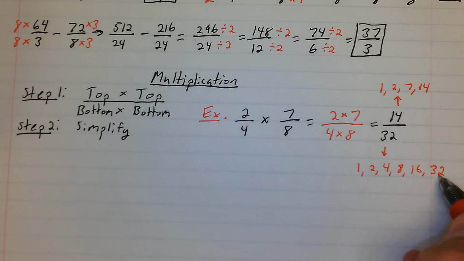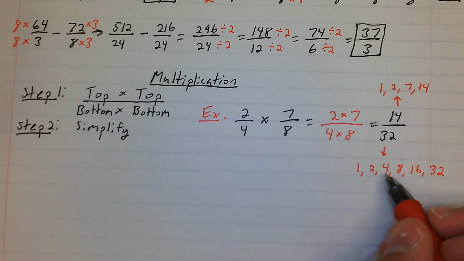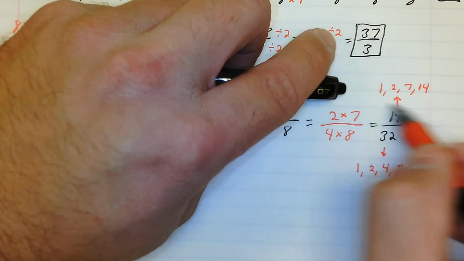So I have 1 times 32, or 32 times 1. 2 times 16, or 16 times 2. And 4 times 8, or 8 times 4. So now we're going to look at the numbers up here.